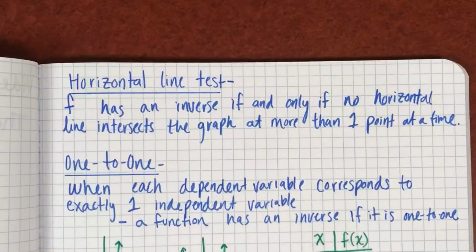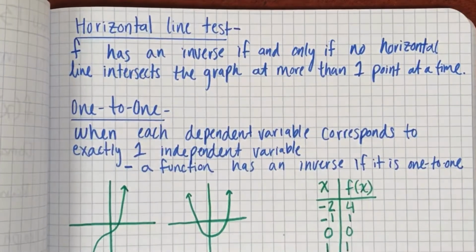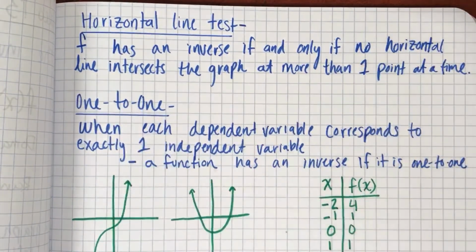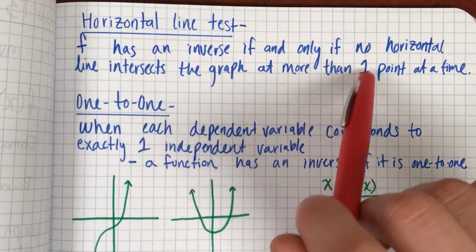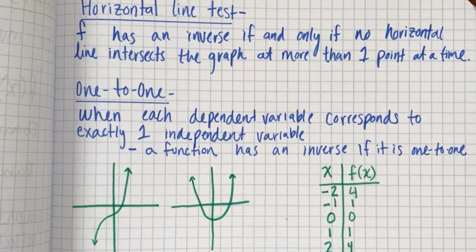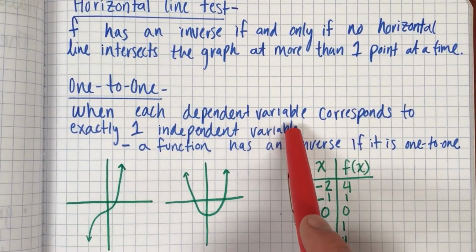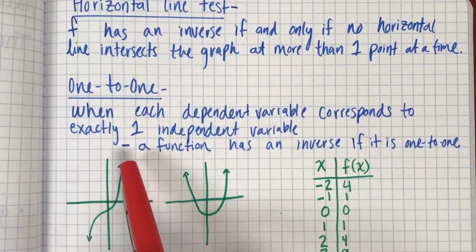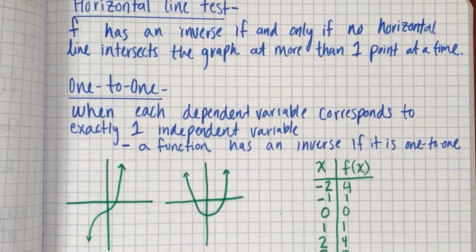All right, another way to tell if something has an inverse or is an inverse is the horizontal line test. We've talked a lot about the vertical line test in algebra, but here we're talking about the horizontal line test. So f has an inverse if and only if no horizontal line intersects the graph at more than one point at one time. Okay, and we'll do an example of that here in a second. It's also one-to-one. That's when each dependent variable corresponds to exactly one independent variable. So a function has an inverse if it is one-to-one.